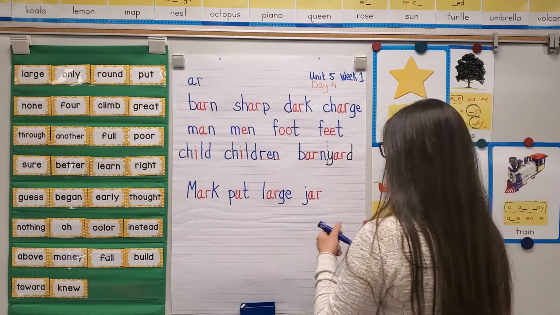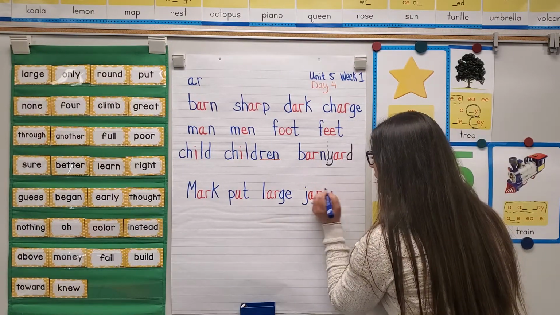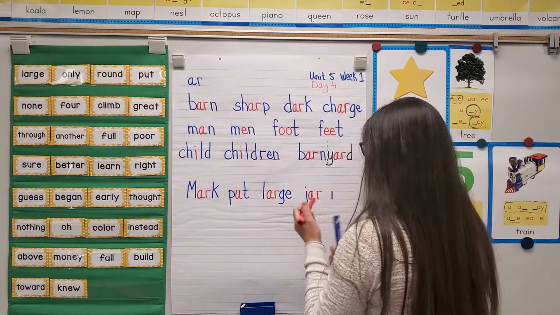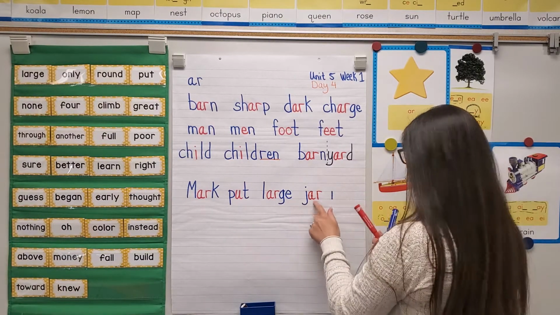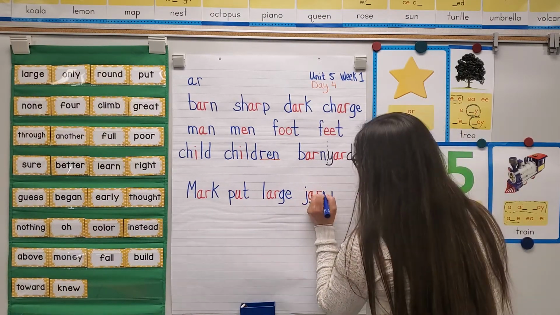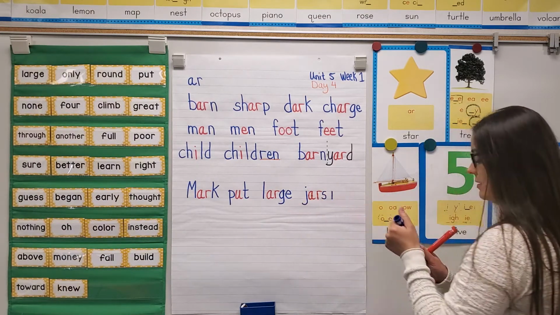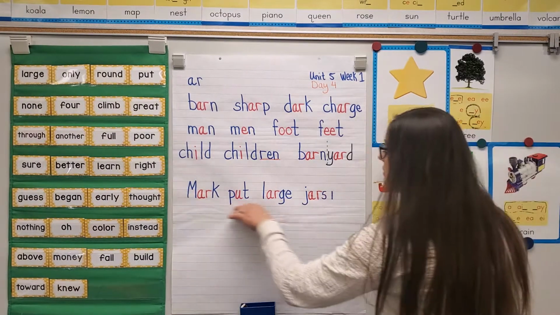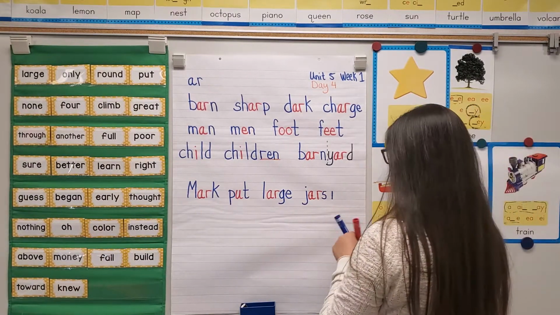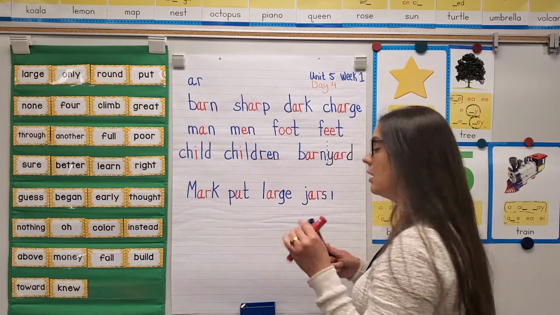Where did he put it, I wonder? So it has to be the word jars. J-A-R-S. Jars. So that makes the word plural. That makes it make sense in the sentence because he has more than one jar that he's putting in his cart.